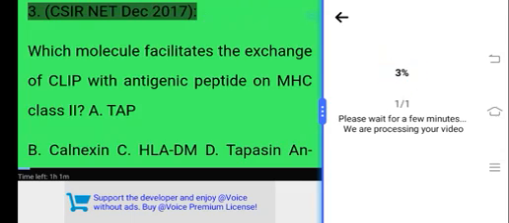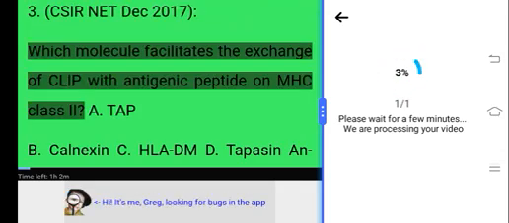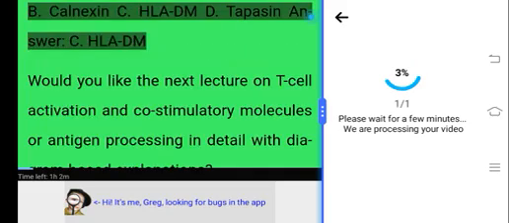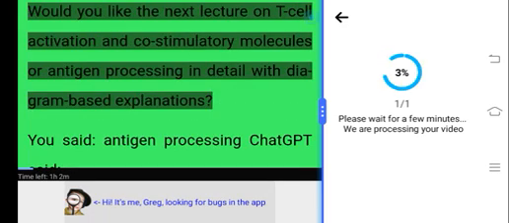3. CSIR-NET December 2017. Which molecule facilitates the exchange of CLIP with antigenic peptide on MHC class II? A. TAP. B. Calnexin. C. HLA-DM. D. Tapasin. Answer. C. HLA-DM.